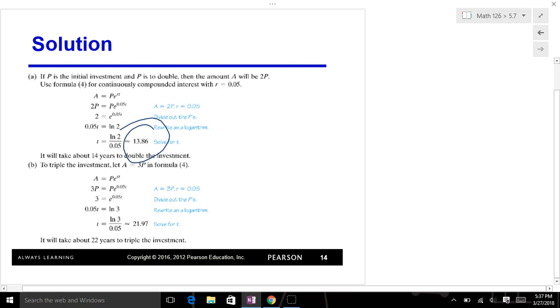You could do the same thing if you're going to triple. If you're going to triple the amount, put a 3p right there. How long would it take for you to triple the amount? So you put a 3p in for your amount you're going to end up with. You get 21.97. You can use these equations to solve for anything, any variable you want, as long as you have enough givens in the problem.